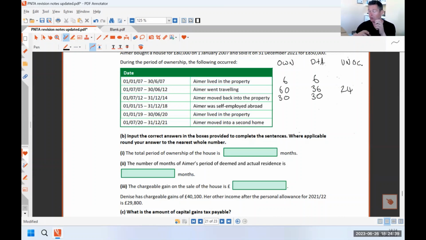How many years can you have when self-employed abroad under PPR? That's right. Self-employment, whether it's in the UK or abroad, is limited to 4 months. If he's employed abroad, what would be the limit?